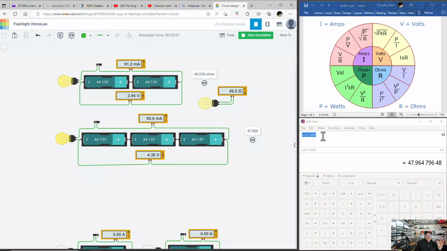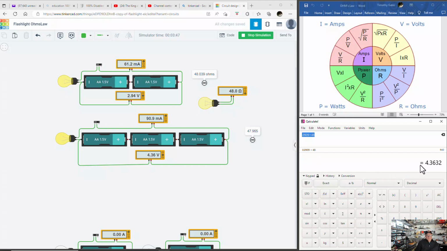We know it's 48 ohms roughly, right? So if we're going to calculate resistance, it's volts over amps. Okay, and that's what we had done. Let's pick something else. Let's pick current and resistance to get voltage. So I times R equals volts. So we go down here, and the current is 0.0909 times basically 48, 4.36.